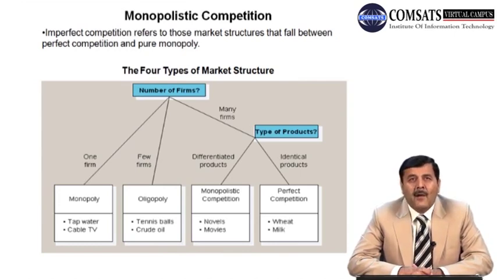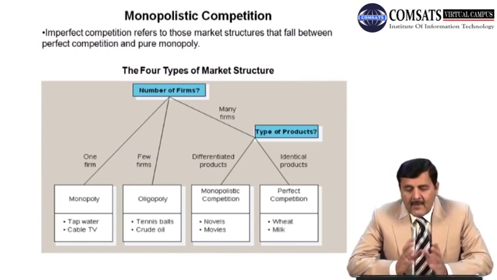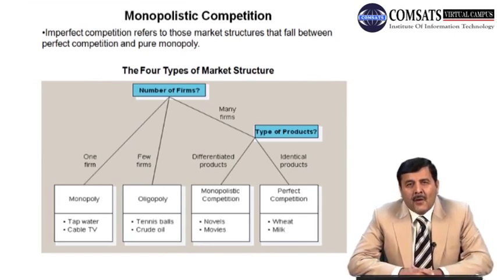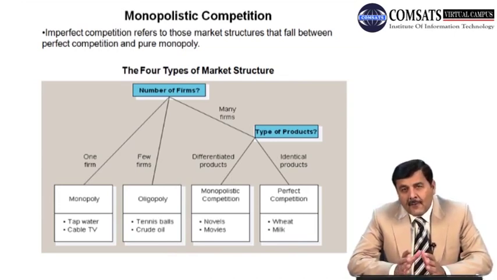In case of perfect competition, the product is similar, the product is homogeneous. But in case of monopolistic competition, the product is heterogeneous. There is slight difference in the product, right? Quality of the product, right? Products are not homogeneous, right? So on the basis of the product, we can differentiate between perfect competition and monopolistic competition.